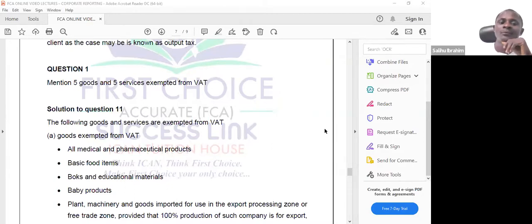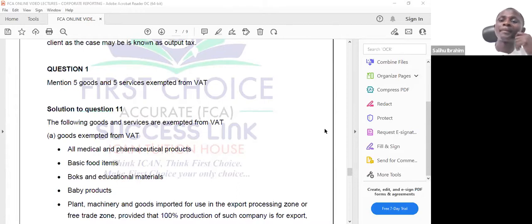3, books and education materials. If you go to the bookshop and you buy books, calculators, or any form of education material, you are not expected to pay VAT.